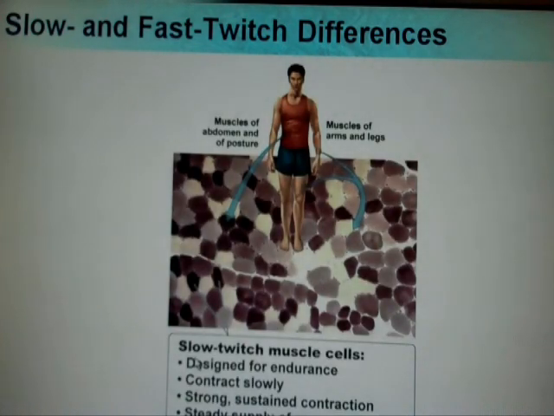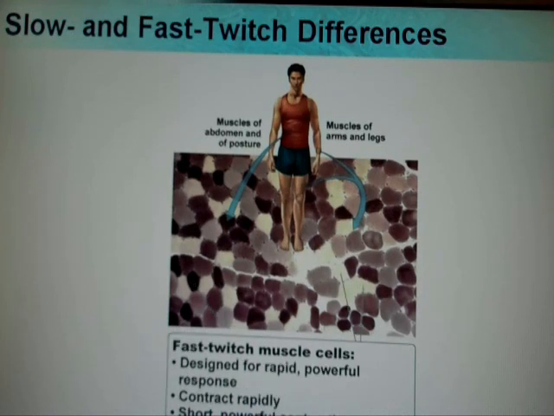So here's a picture of someone that has slow twitch muscle cells. In this case, you'll notice there's going to be a lot of deep red. They're deep red because they have lots of mitochondria. They're going to have high endurance, strong sustained contractions, and a steady supply of energy. A person with fast twitch muscle cells, notice they're going to have a lot of white. Fewer mitochondria, but powerful contractions.